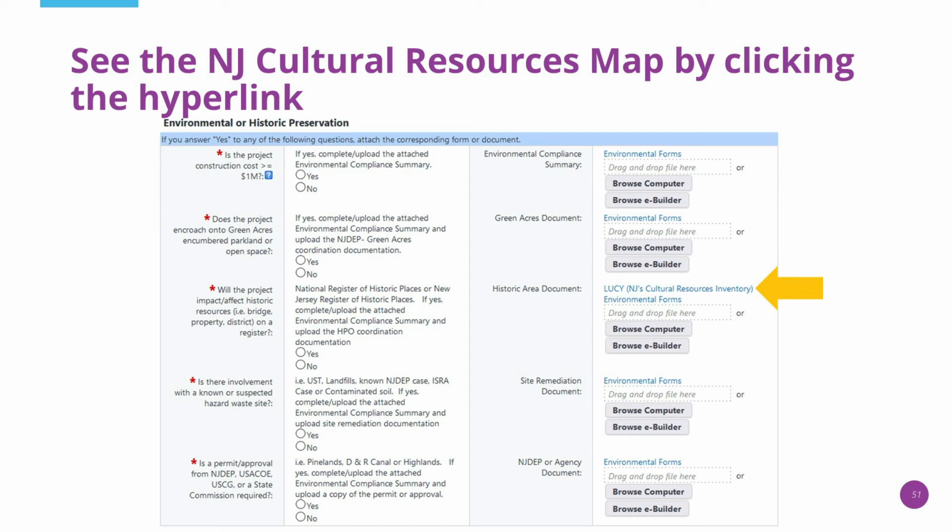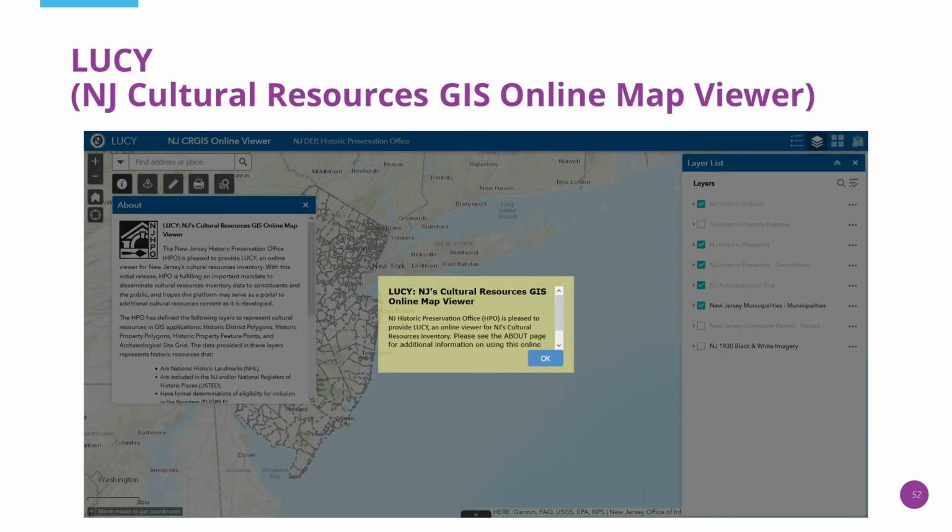The next question asks whether the project will affect a historic resource, such as a historic bridge, historic property, or historic district listed on either the National Register of Historic Places or the New Jersey Register of Historic Places. If yes, note that on the Environmental Compliance Summary and upload coordination documents from the State Historic Preservation Office or SHPO on the right. If you click on the Lucy hyperlink shown here with the gold arrow, it will bring you to this website. Lucy is a DEP resource that you might find helpful. It is an online cultural resources map that you can use to look up cultural resources in your municipality.